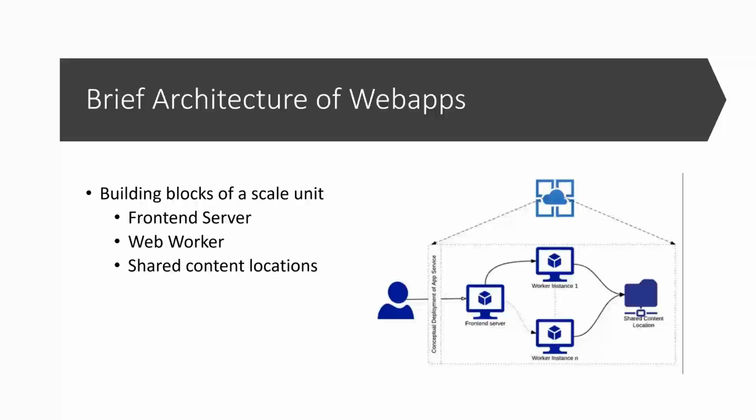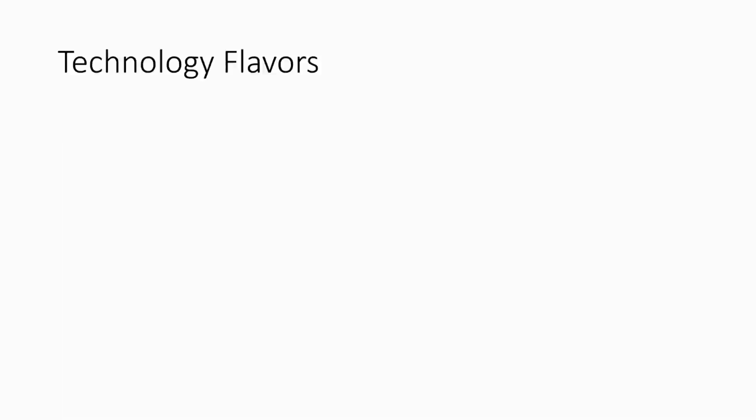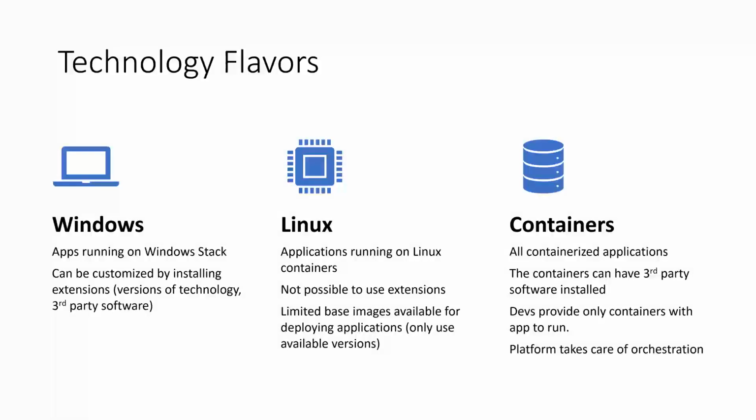And every time you decide to scale your application, Azure just adds more worker instances and starts adding them to the front end server. So scaling is not actually scaling all three of these, it is just going to scale your web worker instances. So what are the technology flavors that are available to host these web applications?